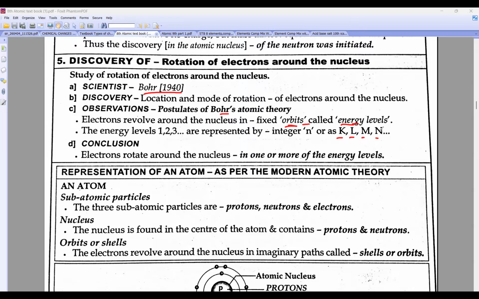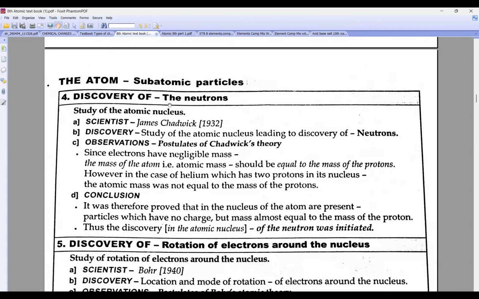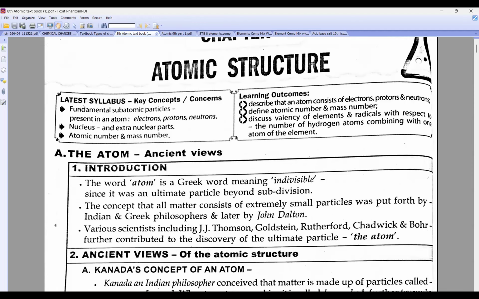Now we are going to start with the main part. Here, the maximum questions will come from this part in the exam, because it is in the main scope of the chapter. It directly starts from here. Can you see subatomic particle? This is the latest syllabus, so the experiments they don't ask. So this whole thing you should know.